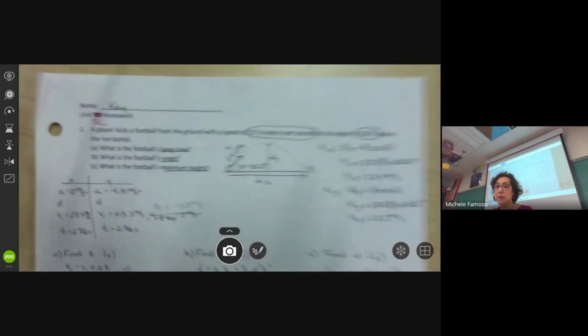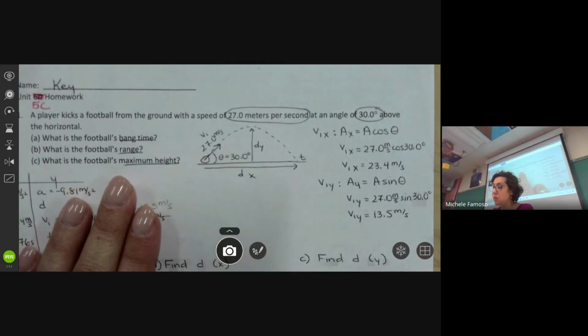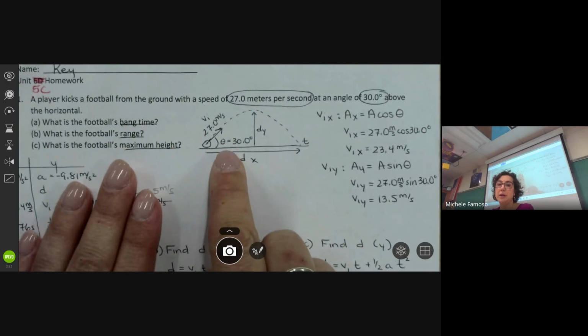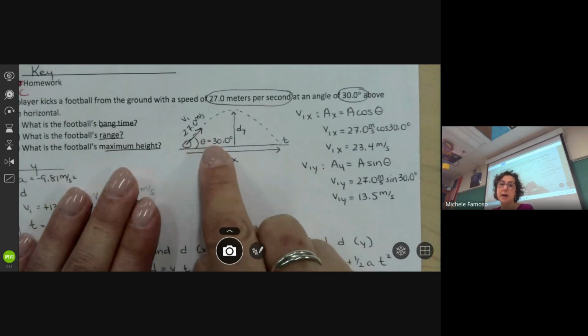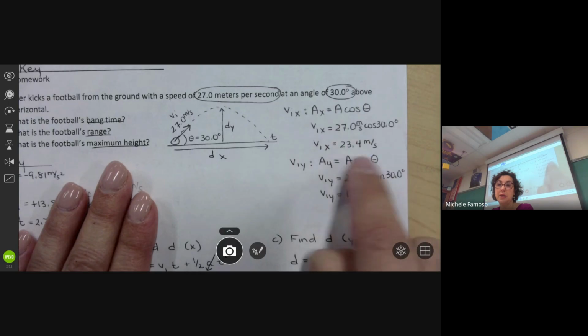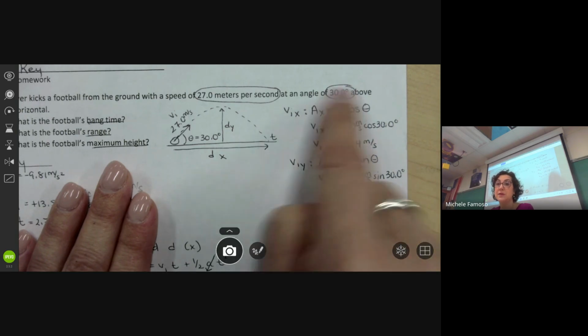Sure. So first thing you have to do is make your sketch. Without the sketch, it's kind of hard to figure out what's going on. So we have a VI of 27.0 meters per second and an angle of 30.0 degrees. There's the DX, the DY, and the T. You have to start by taking that VI at 30.0 degrees and finding the VIX and the VIY, which I'm showing you how to do here. These both have 3 significant digits, so you're going to stick with 3 sig figs. So that means the X component of VI is 23.4 meters per second, and the Y is 13.5 meters per second. This is all good?